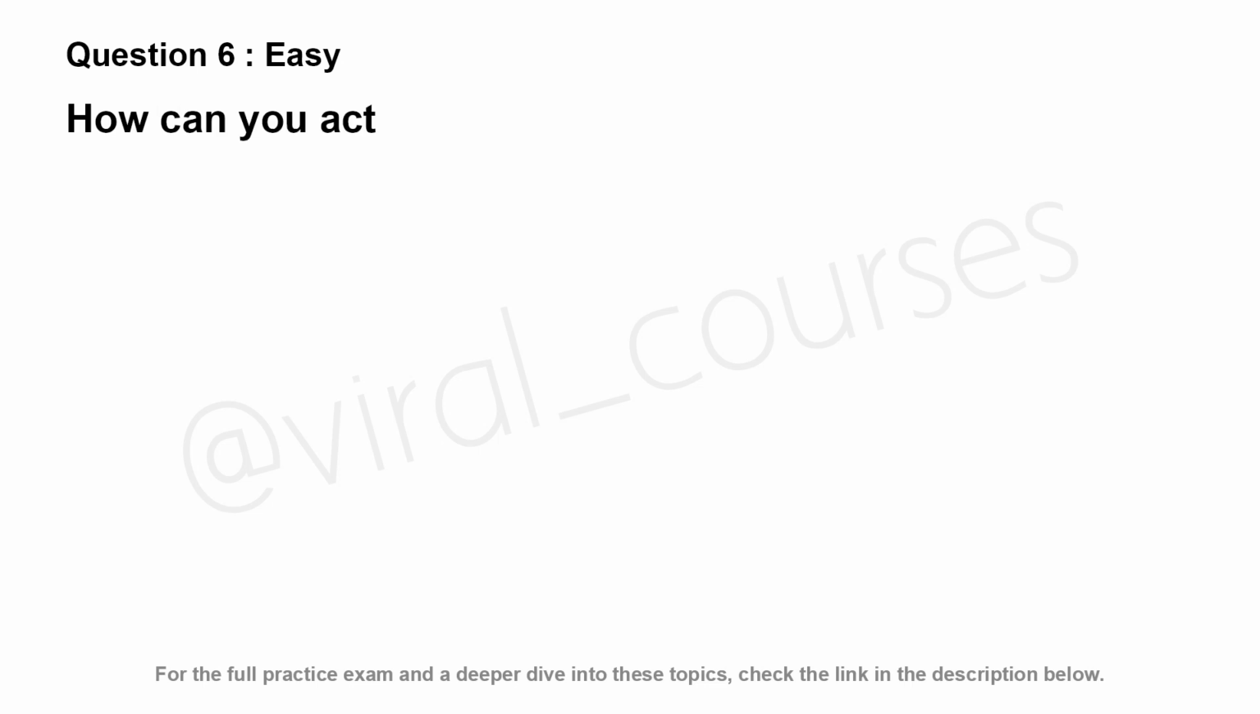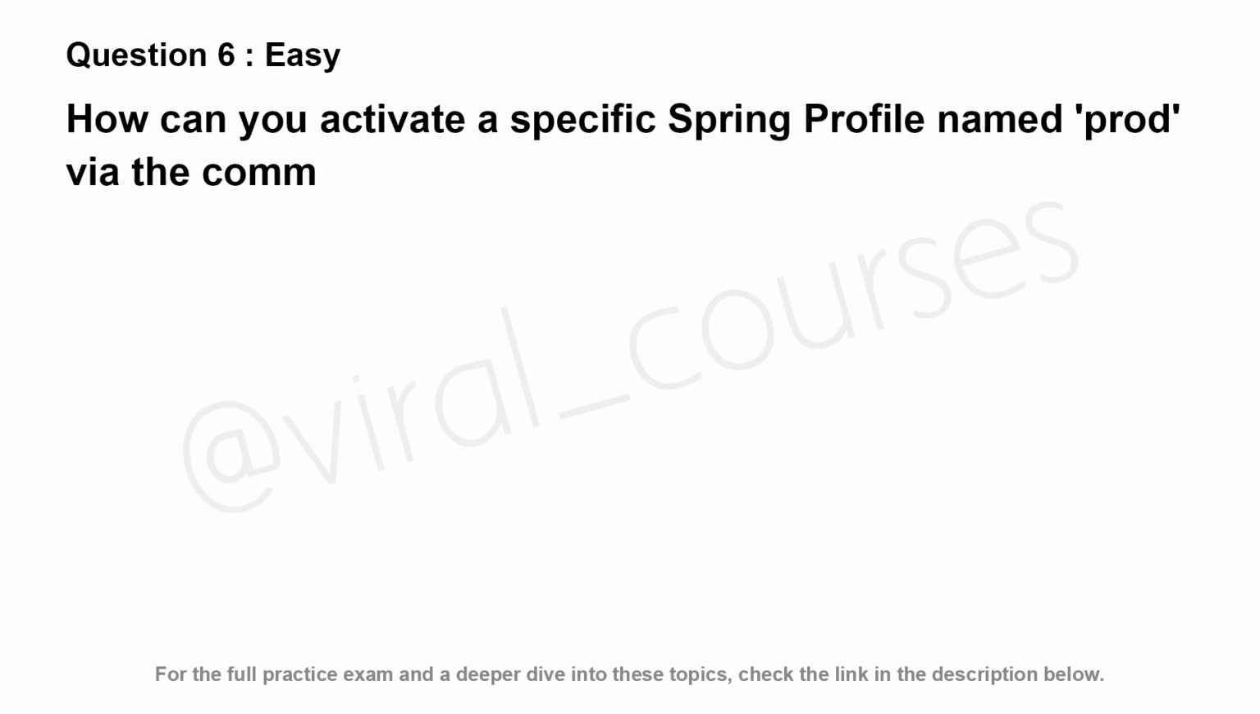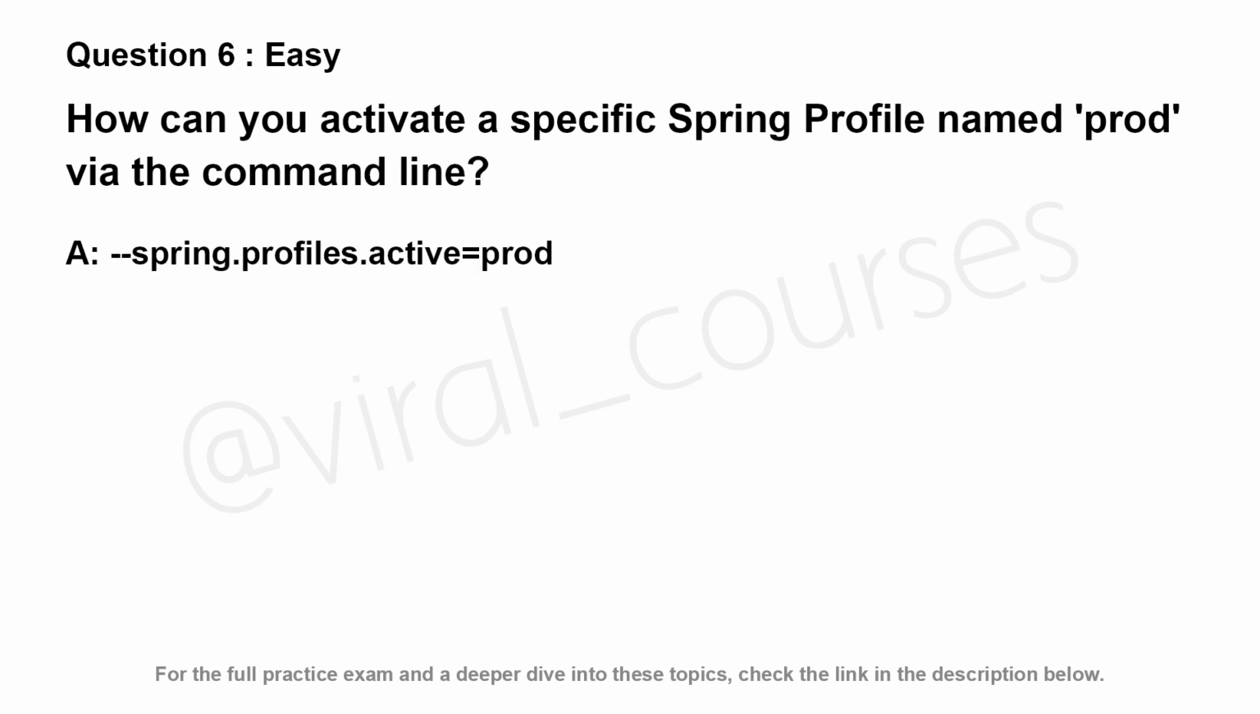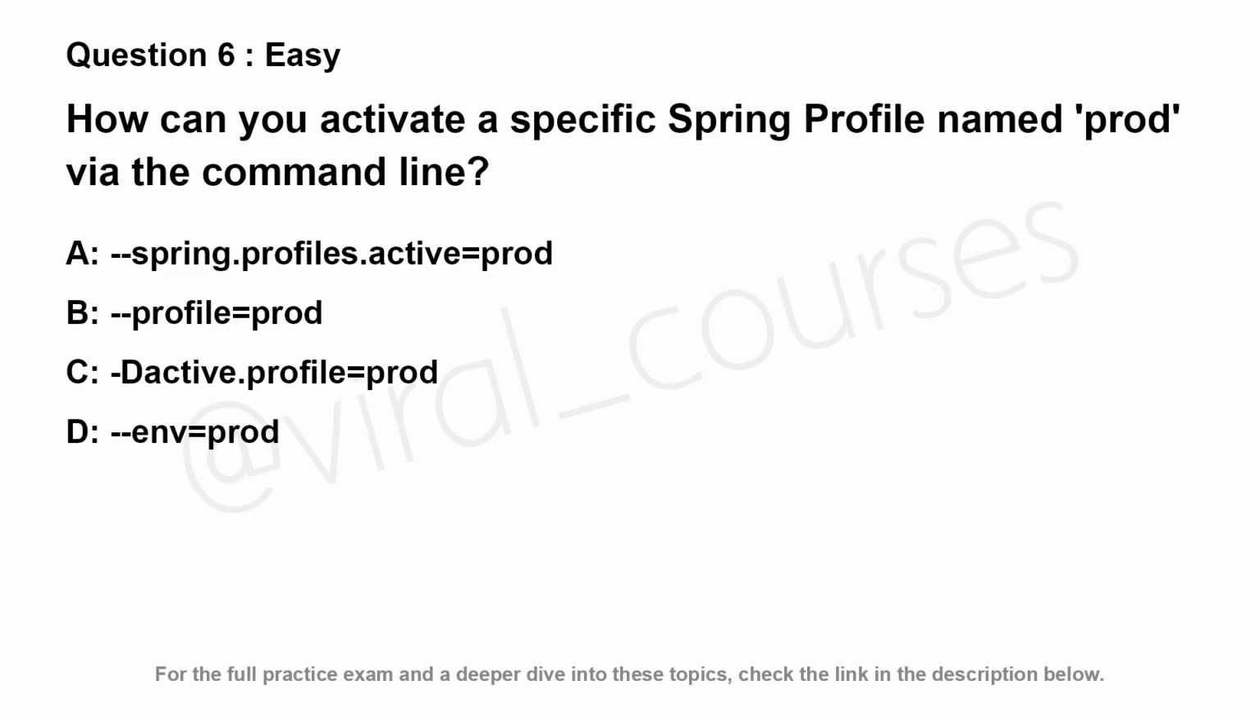How can you activate a specific Spring profile named prod via the command line? Option A. --spring.profiles.active=prod. Option B. --profile=prod. Option C. -Dactive.profile=prod. Option D. --env=prod.